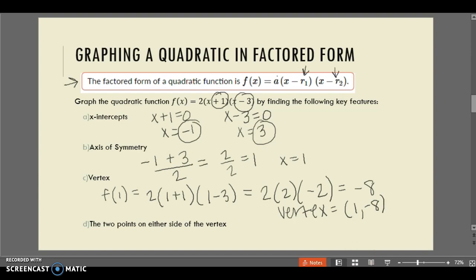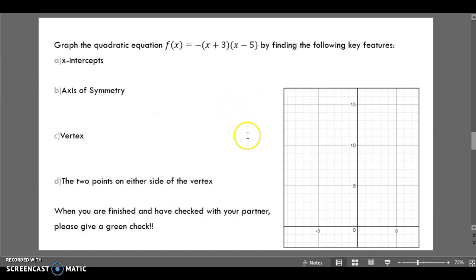For the two points on either side of the vertex, we can just plug in some values to graph it. I can plug in 0 to find the y-intercept, and then there'll be another point too. Before we do that, let's move on to an actual graph here. This is a different function altogether, but we're still going to do the same thing.